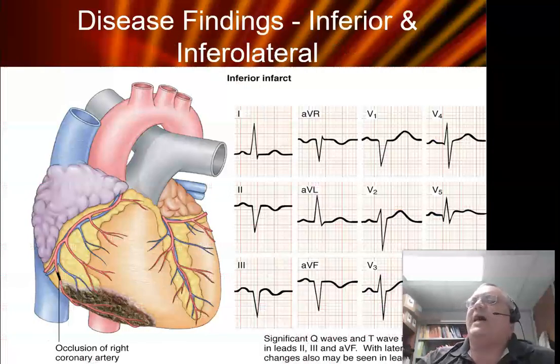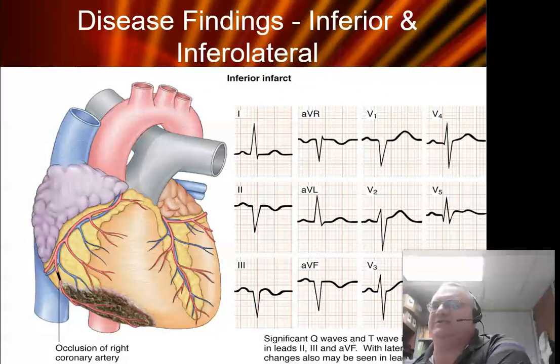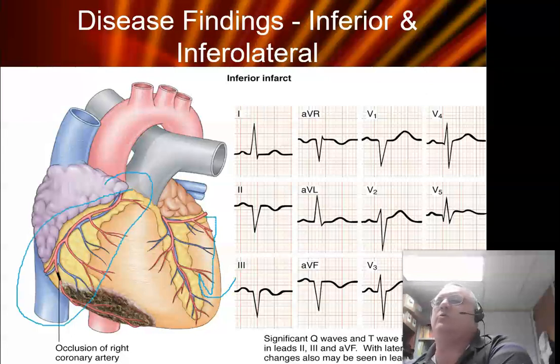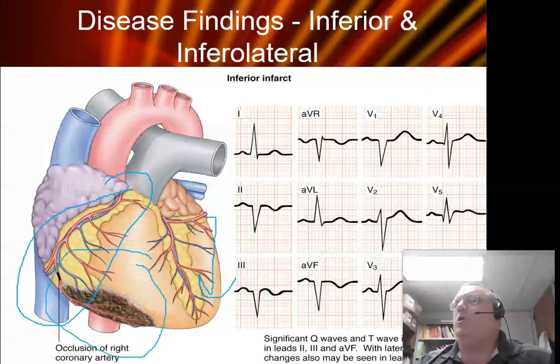Inferior and inferior laterals. This is usually off of one of two arteries. The proximal branch of the left circumflex, which is the part that goes here and it goes down to the back wall. But the big one here, the right coronary artery, is blocked in some way, shape, or form. And as you can see, you've got several branches coming off of the right coronary artery, okay?